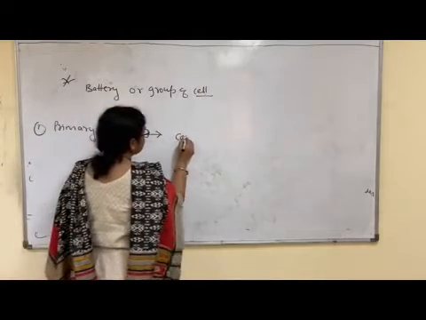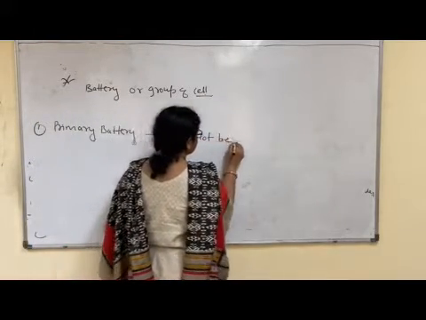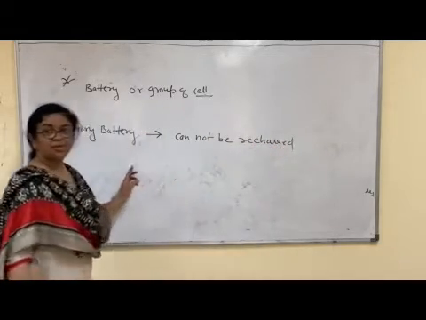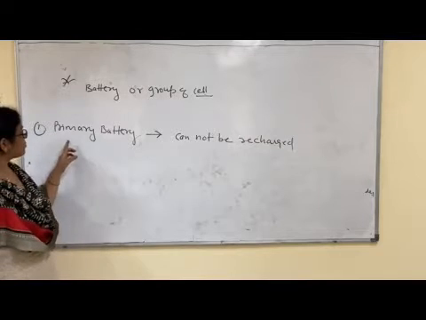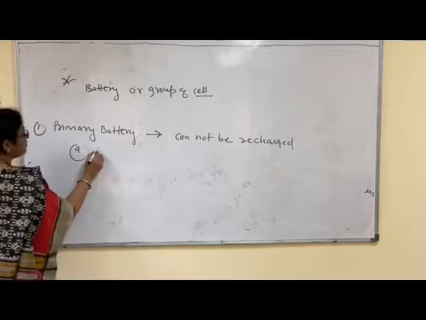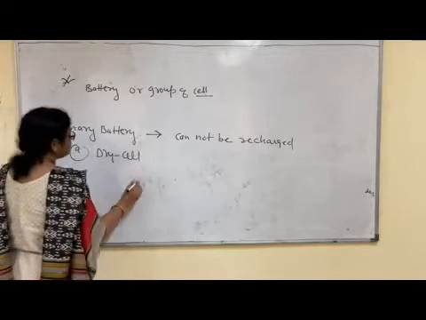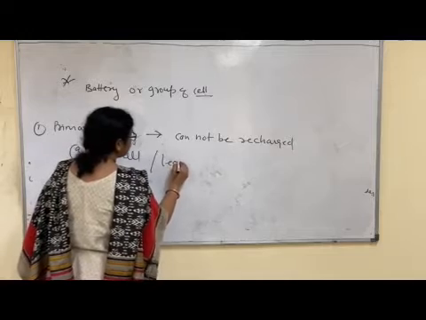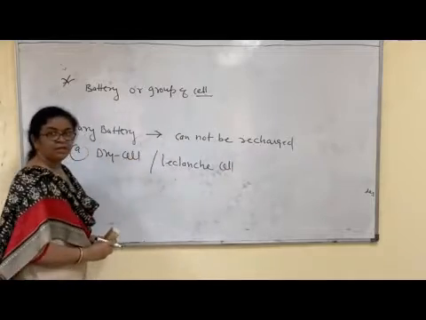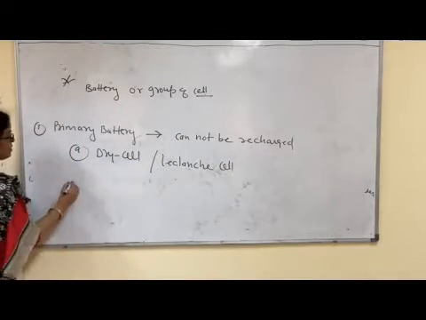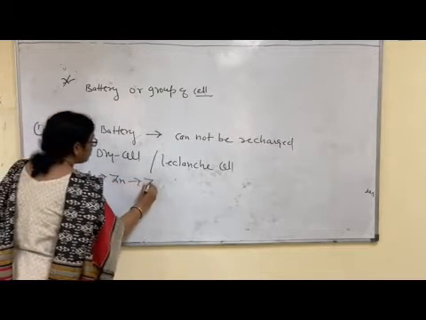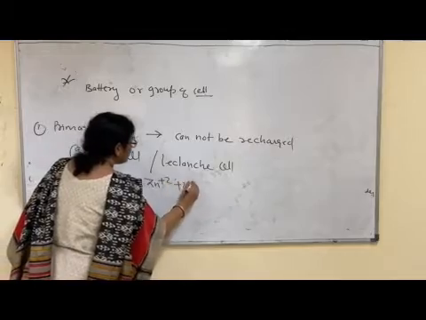Primary cells cannot be recharged. Once a cell becomes dead, it cannot be recharged. Such a type of cell or battery is known as a primary battery. For example, the dry cell, which is also known as the Leclanche cell. In this cell, the anode is made of zinc metal, and zinc is oxidized into zinc ions.